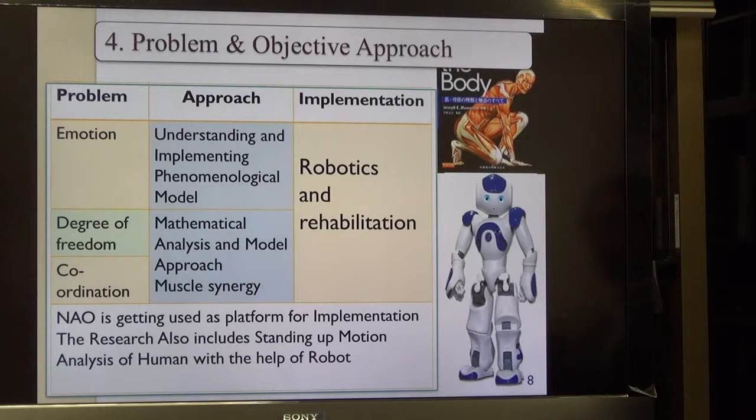So, these three things can be implemented from both the robotics and rehabilitation points of view. For our implementation, we are looking at both the robotic implementation and the rehabilitation. For rehabilitation we have some projects, like a standing up motion project, and so we are looking into that.